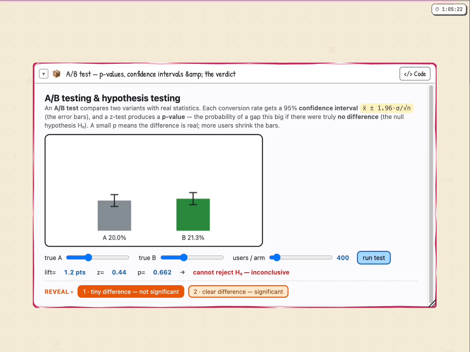So we do two things. First, around each rate we draw a confidence interval, those error bars, a range that says, given our sample, the true rate is very probably somewhere in here. The fewer users, the wider and more uncertain the bars.